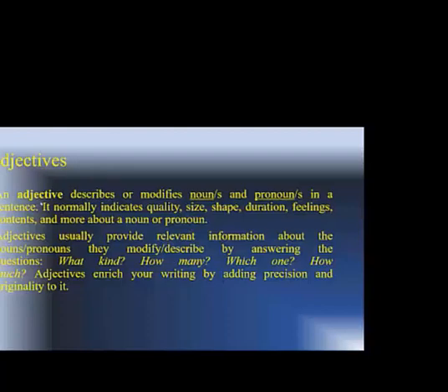An adjective. So what is an adjective? An adjective describes or modifies a noun or nouns, pronoun or pronouns in a sentence. It normally indicates quality, size, shape, duration, feelings, contents, and more about a noun or pronoun. Adjectives usually provide relevant information. That relevant means the information concerning the nouns or pronouns.